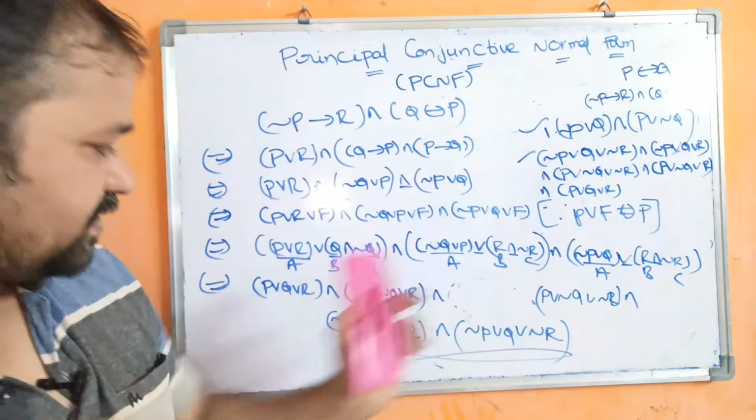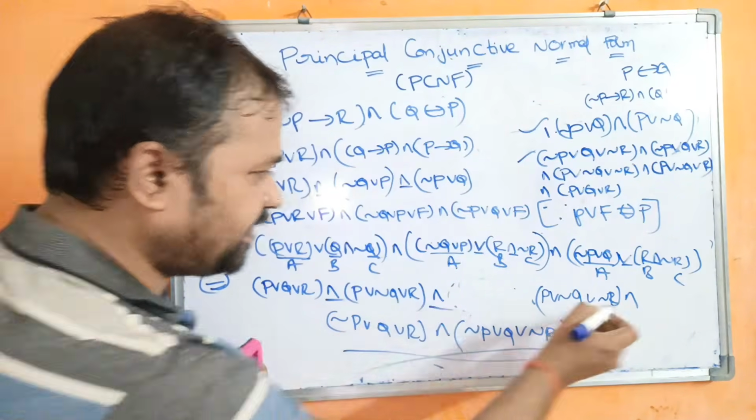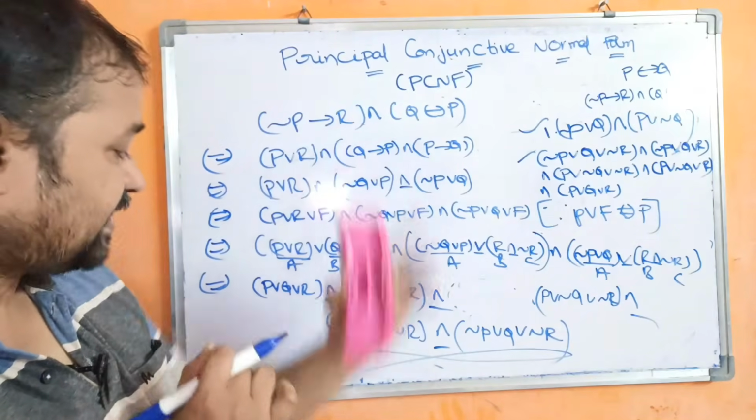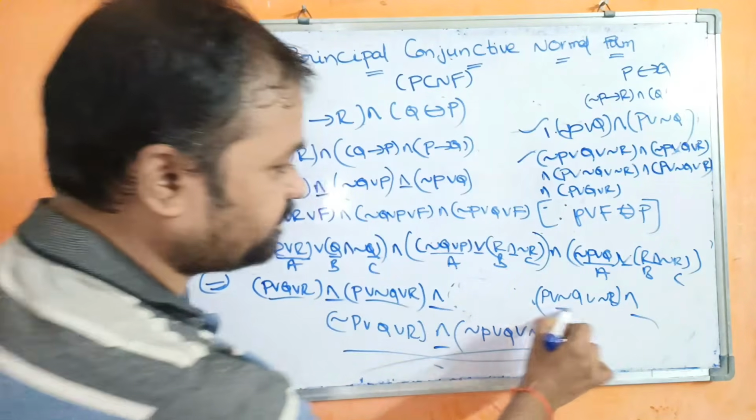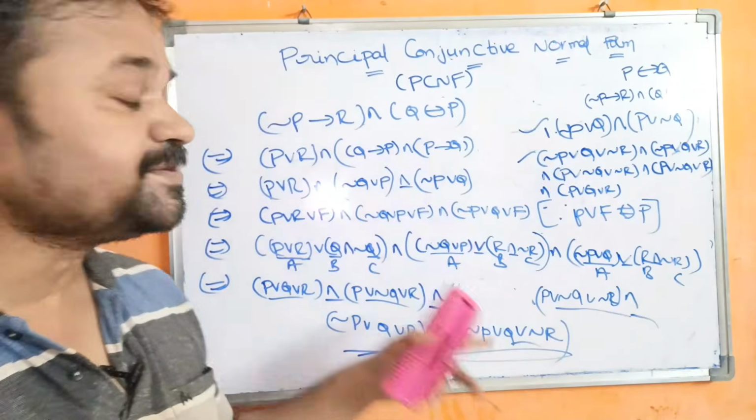So already if you observe here we have the AND operator. So this is a conjunction of max terms: max term, max term, max term, max term, max term. Okay. This is in PCNF form only.